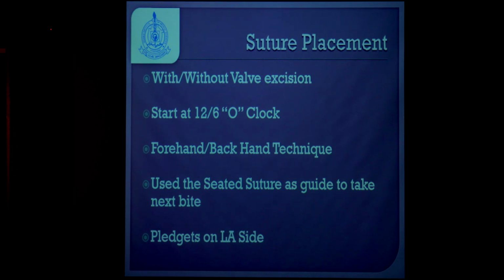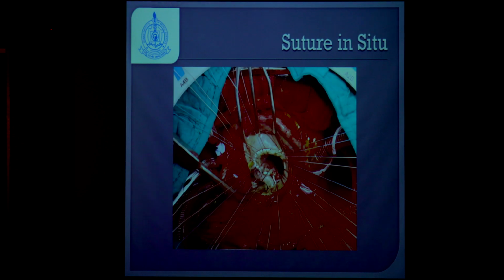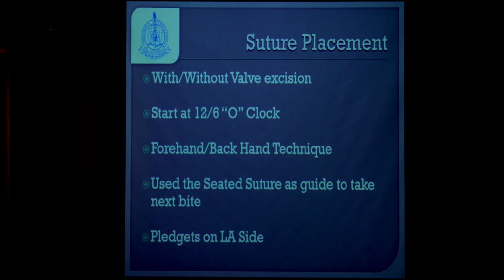Like I said, this is just one of the steps. We can do it either with or without valve excision. We can either start at the 12 o'clock position or the 6 o'clock position. We can use the forehand technique or the backhand technique. Generally, I use the backhand technique to start from the 6 o'clock till the 3 o'clock position and then start using a forehand technique. And again, from the 6 o'clock position to the 9 o'clock position, I use a backhand technique.